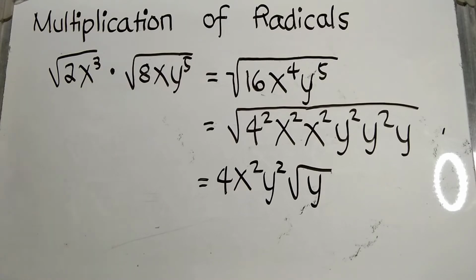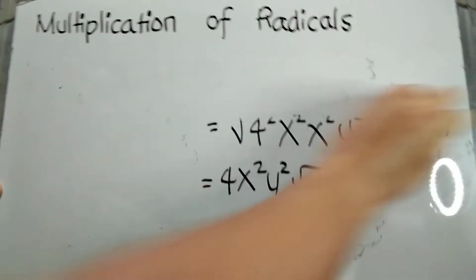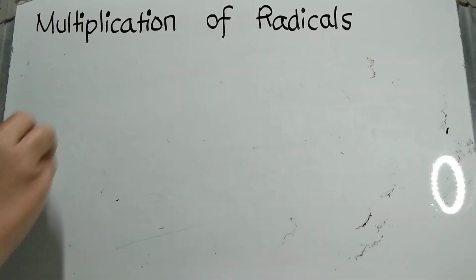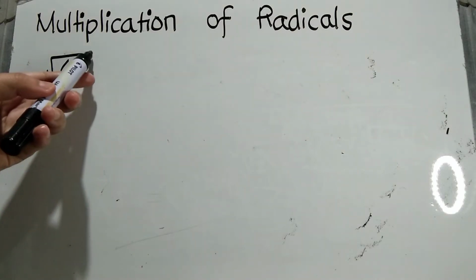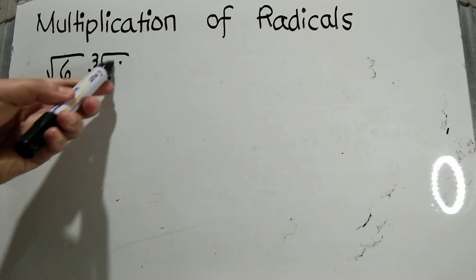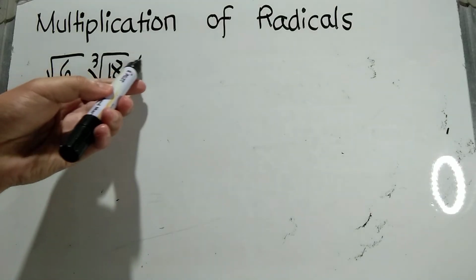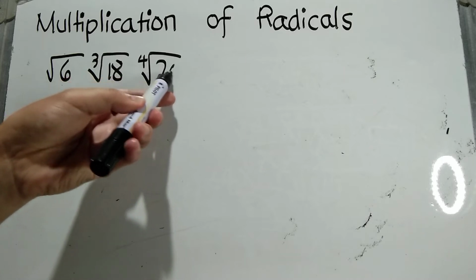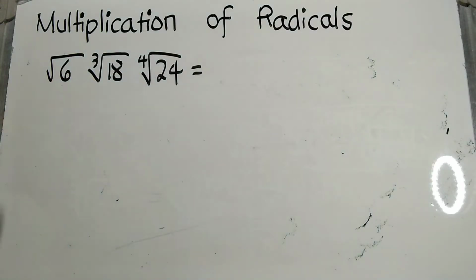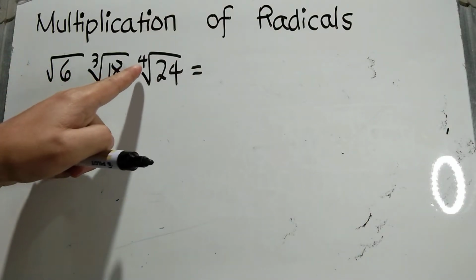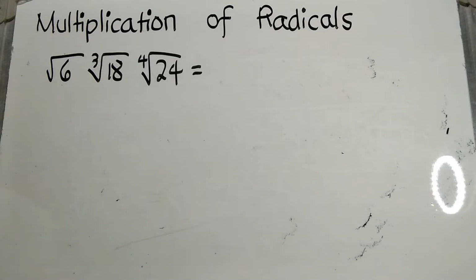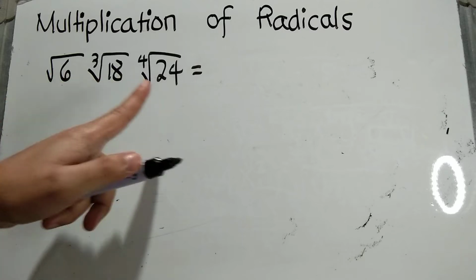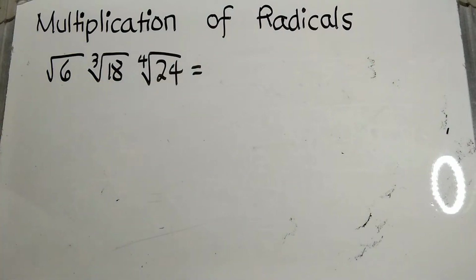Another example, how about if you are having radicals which are having different indices, just like for example this one. Now in this case, the index for our first radical expression is 2, the index here is 3, and the index here is 4, and so we are not allowed to multiply directly, because according to the rule, make sure that your indices are the same for you to multiply radical expressions.